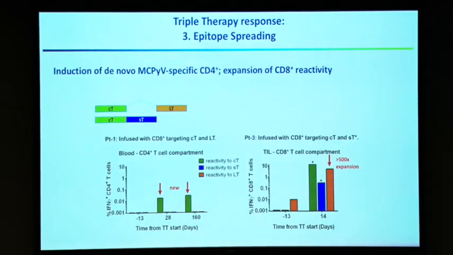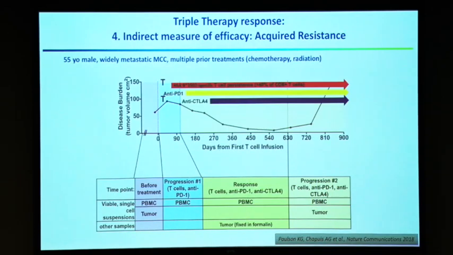Another aspect that we saw in this trial was what we call epitope spreading, so basically new responses to non-targeted epitopes. In this particular case, in green, we're targeting the common T. There's 2 splice variants for the Merkel, and we saw that there were new CD4 T cell responses that were not present before, and that was after the transfer of T cells. And we were also able to increase the CD8 T cells by about 500-fold at the site, really quickly, after even just 14 days. So basically, new responses driven by that.